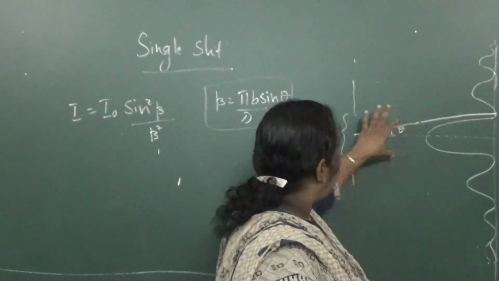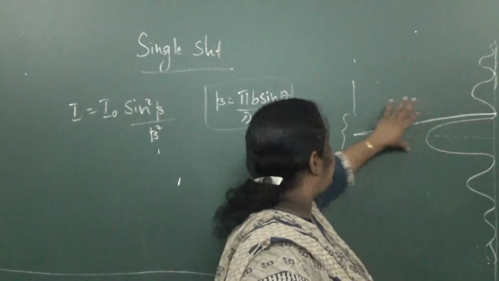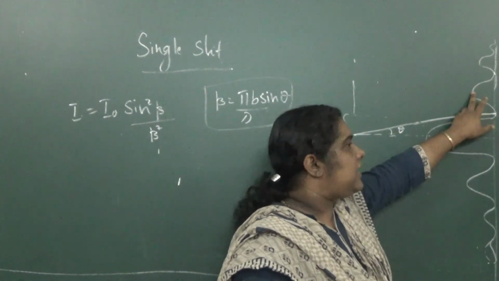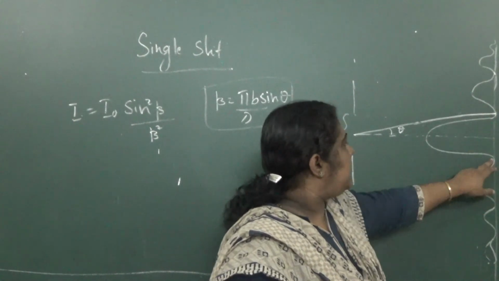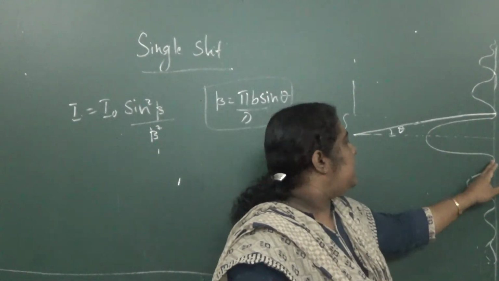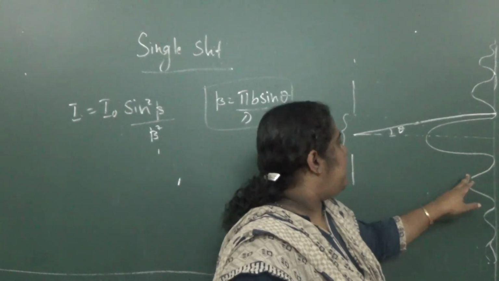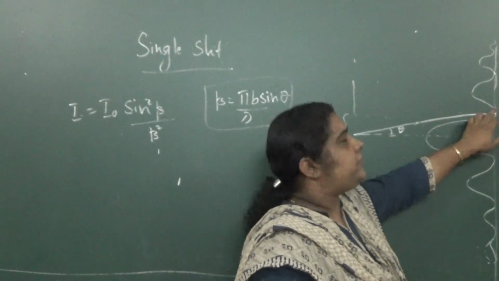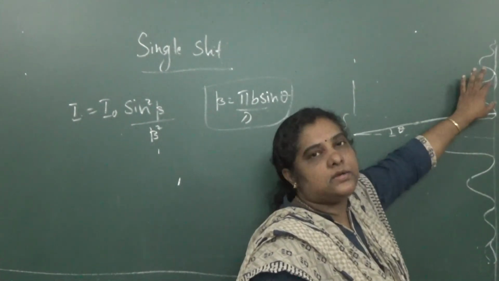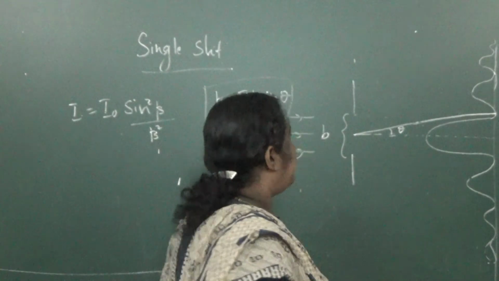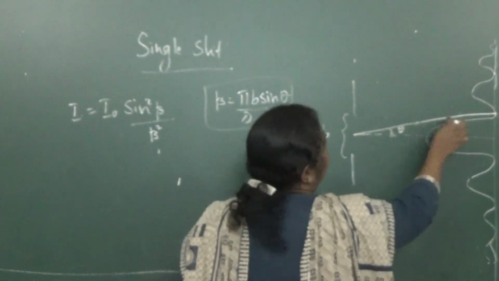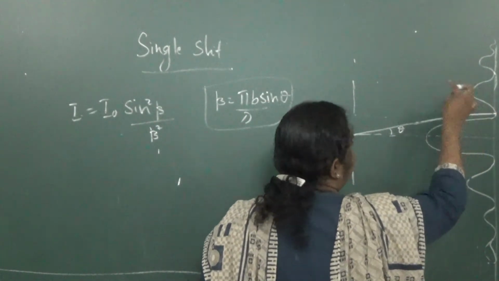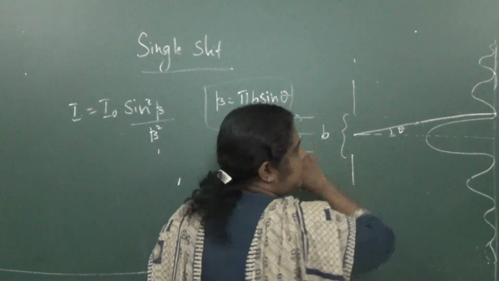See in this figure, this is our central maxima. Then this is our first minima, first secondary maxima. Similarly here you will get the same points: minima, secondary maxima, secondary minima. Now we have to find out the condition for the first minima, then the condition for the secondary maxima.